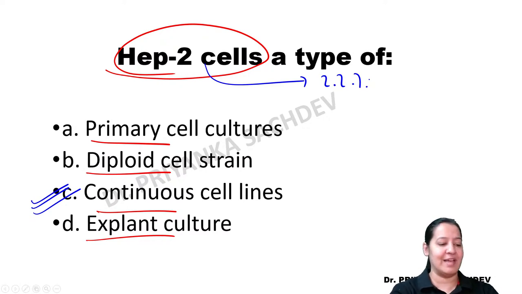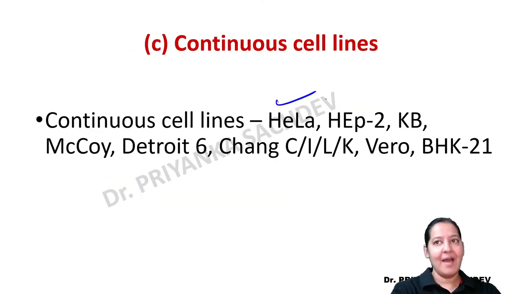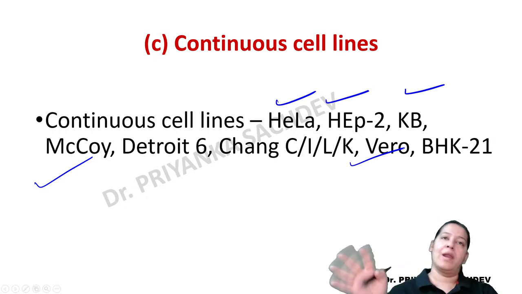I have told you specifically. Yes, Dr. Priyanka, it is larynx cancer. It is the larynx cancer of human, human larynx cancer. It is known as HEP2. So yes, HeLa, HEP2, KB, McCoy, and Vero. These are the important examples of continuous cell lines. You should know all the examples, right?